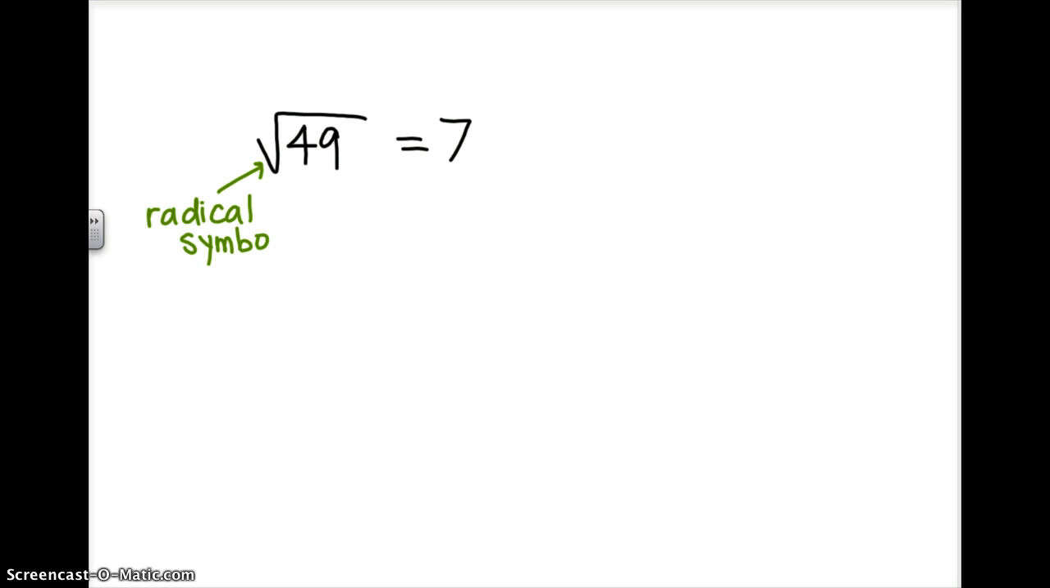Later on in the year, we'll talk about numbers that we take the cubed root of and whatnot. But for now, just square roots. 49 is the radicand. Okay, that's the number we're taking the square root of. 7 is the principal root. Principal because it's positive. Every number technically has 2 square roots.